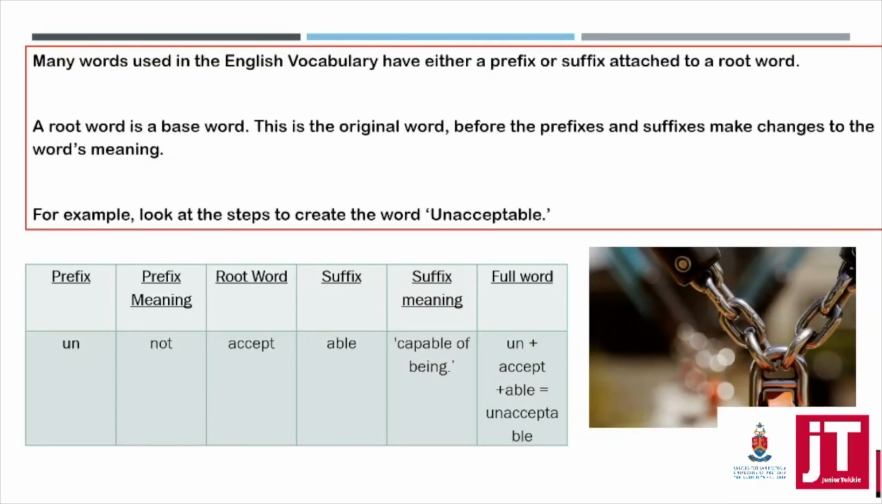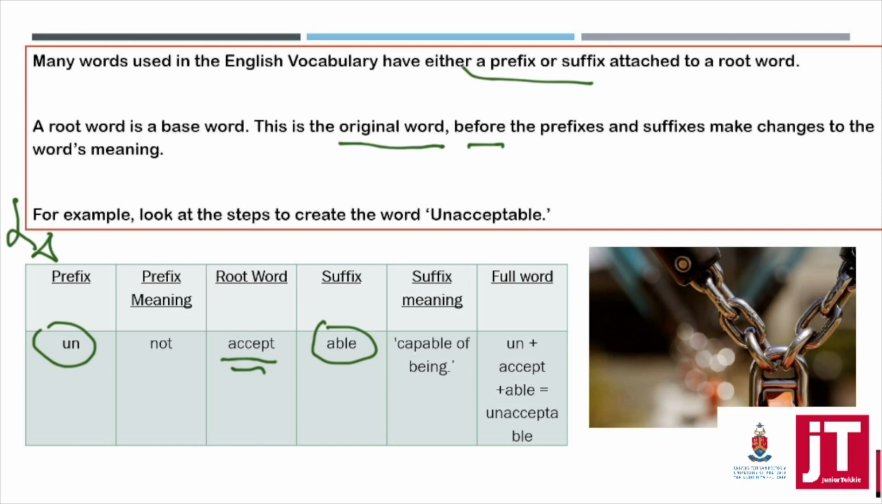Okay, so it's quite common for words in the English vocabulary to have a prefix or suffix attached to it. And a root word is obviously the original word before prefixes and suffixes make changes, and it occurs quite often. Have a look at this example. Here is the root word accept. Now we've added un, which means not. So now unaccept has totally turned the meaning on its head, and then we've added the suffix able, which means capable of being.